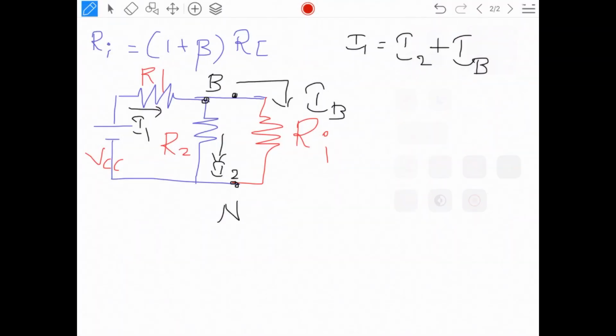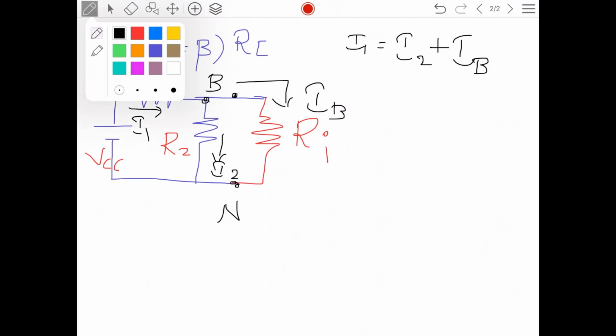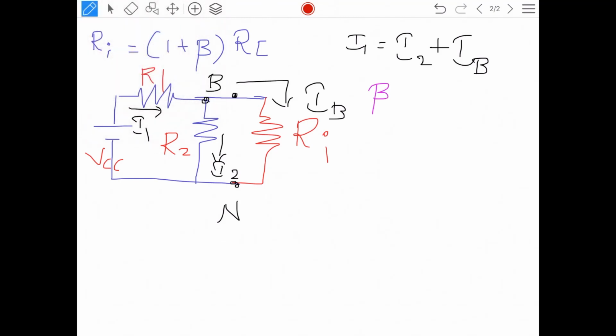Correct? So I am getting I2 plus IB. And we already know Ri is equal to (1 plus beta) times Re. Suppose I am assuming beta is much greater than 1, so 1 plus beta will not make much difference. So I can write approximately Ri is equal to beta times Re. I am just omitting the 1 there. So if I am taking this relationship, I can write the equation for IB and I2.